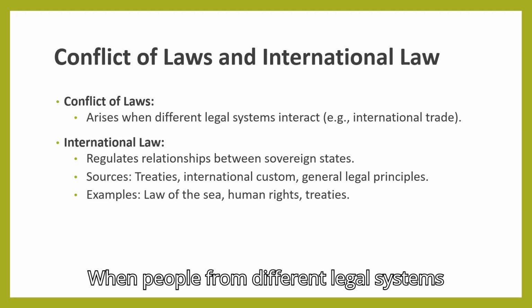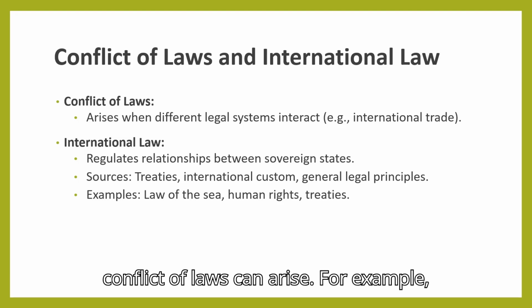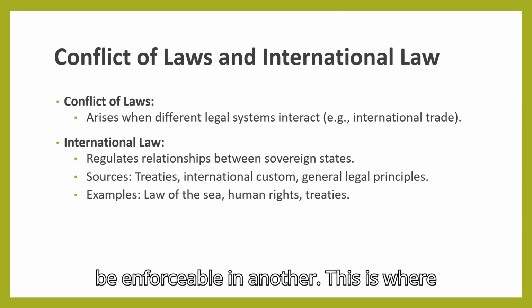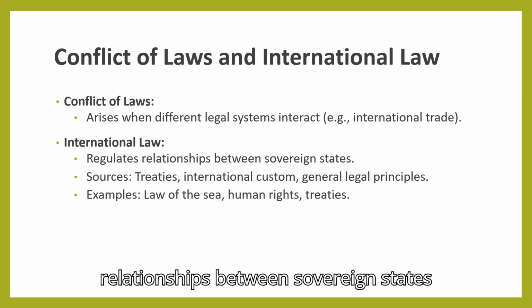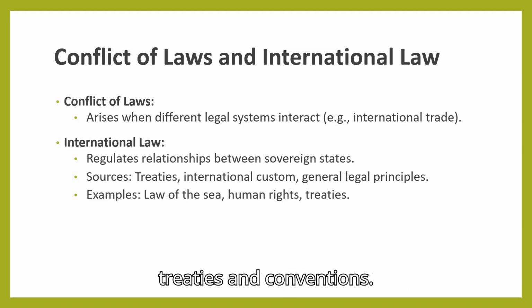When people from different legal systems interact, say, in international trade, conflict of laws can arise. For example, a contract valid in one country might not be enforceable in another. This is where international law comes in. It regulates relationships between sovereign states and helps resolve disputes through treaties and conventions.